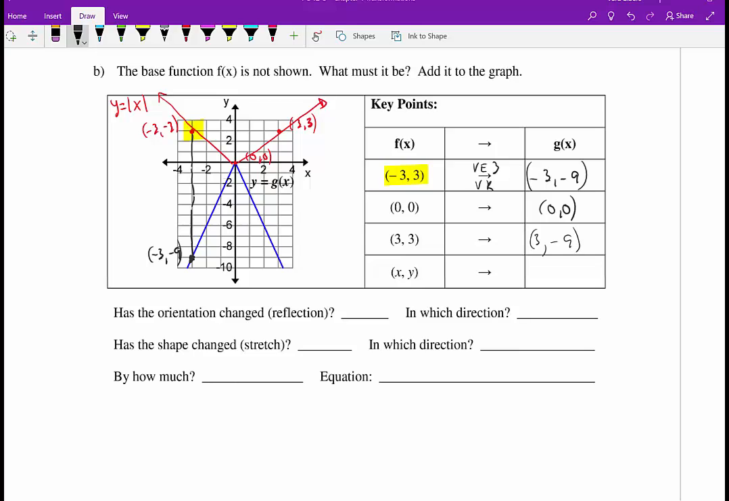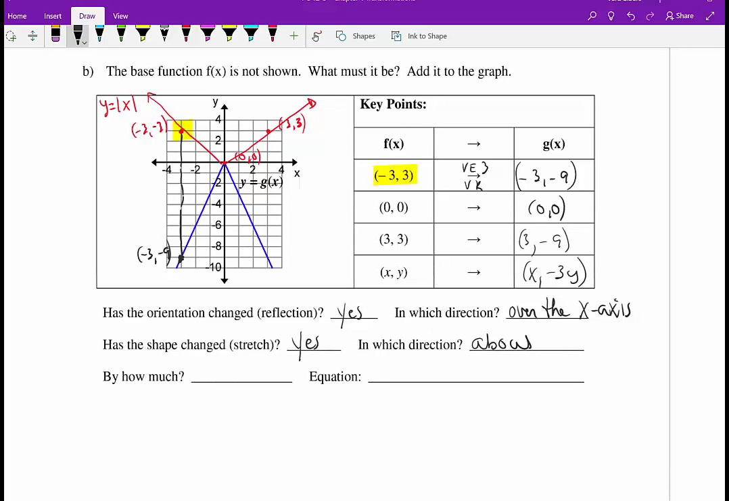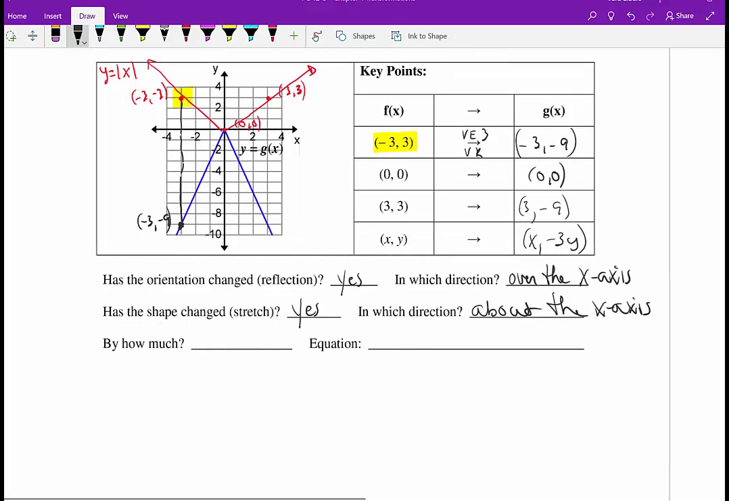So what is my mapping notation for that? My mapping notation for that is x, and it looks like I'm multiplying all of my y coordinates by negative 3, so negative 3y. So has the orientation changed? Is there reflection? Yes. In which direction? Over the x-axis. Has the shape changed? In other words, is there a stretch? Yes. In which direction? About the x-axis. By how much? A factor of 3.